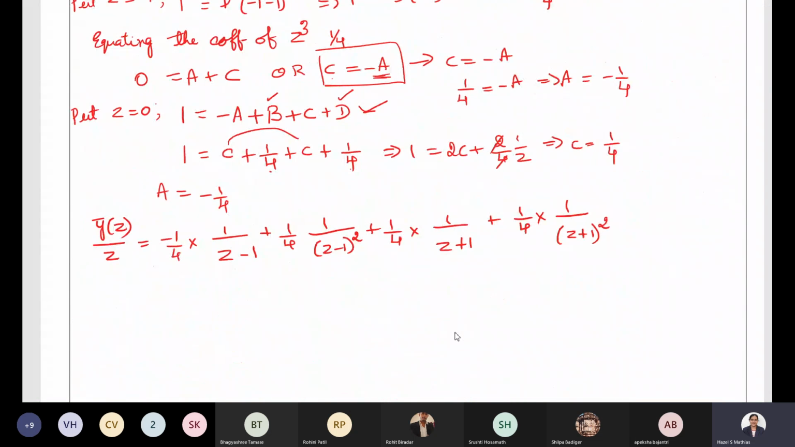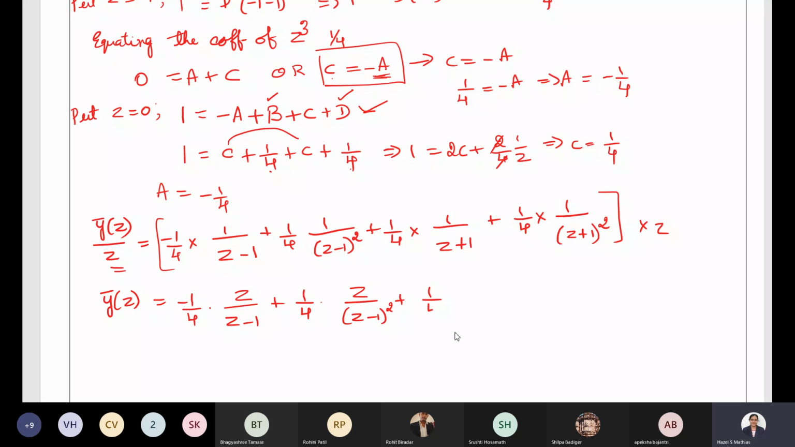But what we want is y bar of z. So what we do, we multiply this entire expression by z, and we will get y bar of z. So it will be minus 1 by 4 into z by z minus 1 plus 1 by 4 into z by z minus 1 whole square plus 1 by 4 into z by z plus 1 plus 1 by 4 into z by z plus 1 the whole square. This is y bar of z.